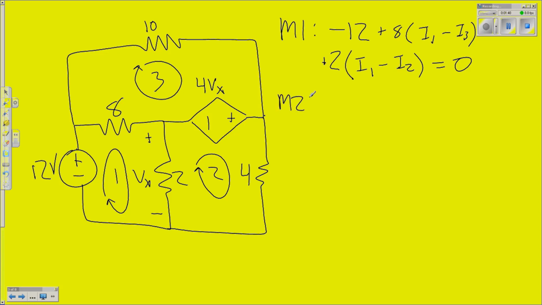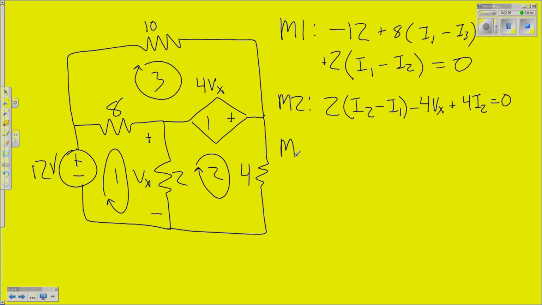Second mesh, we have up through the 2 ohm resistor, so 2 times I2 minus I1, and you'll note this is just equal to negative Vx. Now we have our voltage source coming through the negative, so actually what we need to do is subtract it, just as we did for the regular independent voltage source, for Vx. And we come down through the 4 ohm resistor, 4 times I2 equals 0.